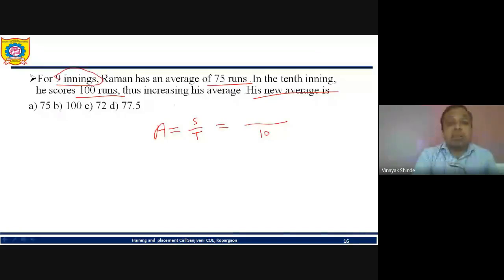But what is the sum of the 9 innings? The sum of 9 innings is equal to average into total, 9 into 75. Right? This is the sum of 9 innings, and in the 10th inning he scored 100. So it is 775 divided by 10. So 77.5 is the right answer. Right? Go for next.